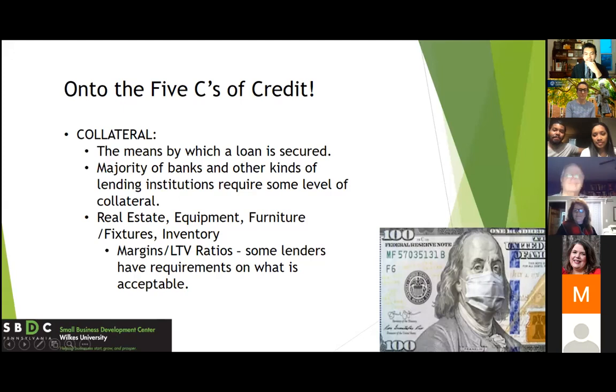The next one that you should see is collateral, all right? And collateral, I mean, it's a pretty simple concept. It's the way that a loan is secured. The majority of banks and other kinds of lending institutions will require some level of collateral. Collateral comes in different ways. It could be real estate, equipment. If you're somebody that has accounts receivable, oftentimes banks will take those accounts receivable as collateral to secure things that are considered short-term borrowing. So like lines of credit, something that you use temporarily or in a pinch, but ultimately you're expected to pay back in a relatively short amount of time. And that relatively short amount of time is 12 months or sooner, all right?